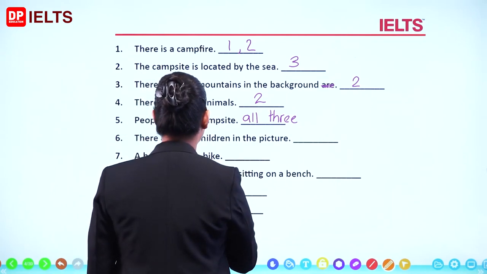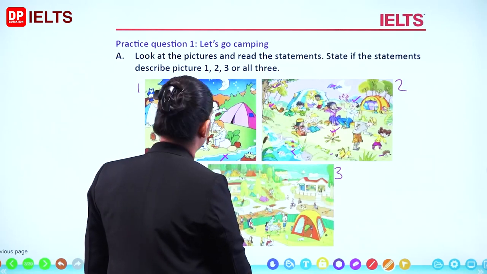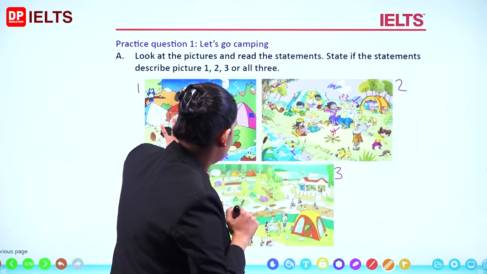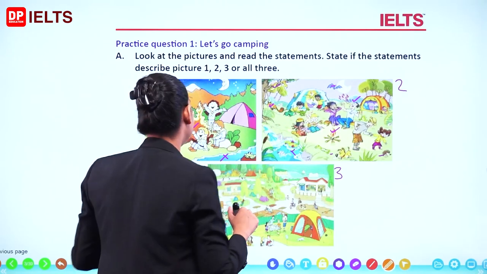There's only children in the picture. Only children. Here there's only children. Here you have adults and children. Adults and children. Only children.